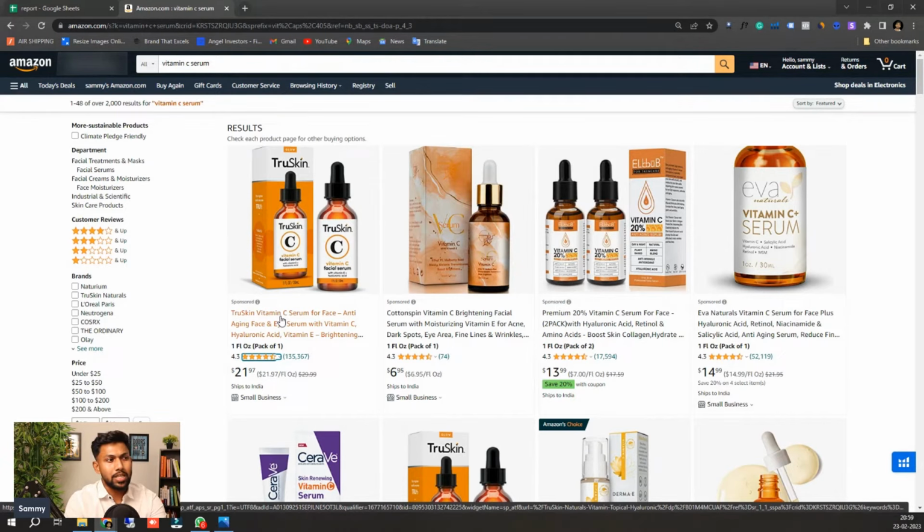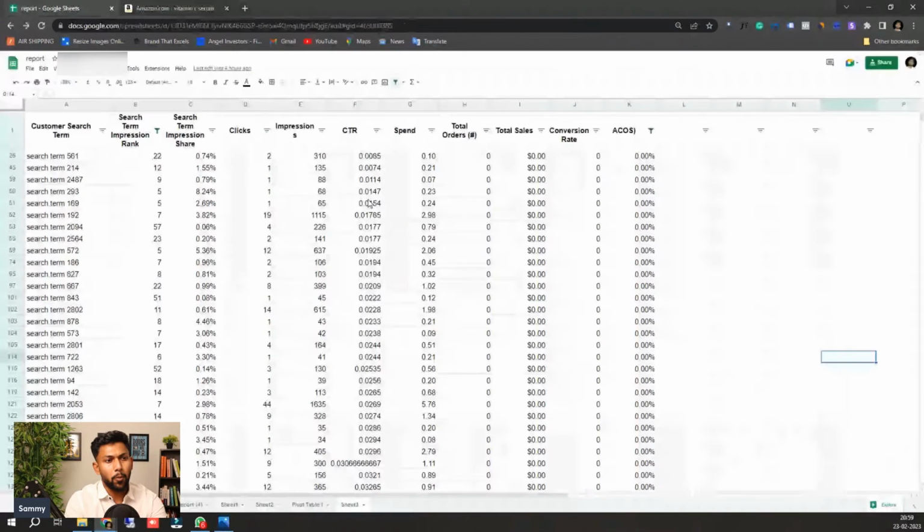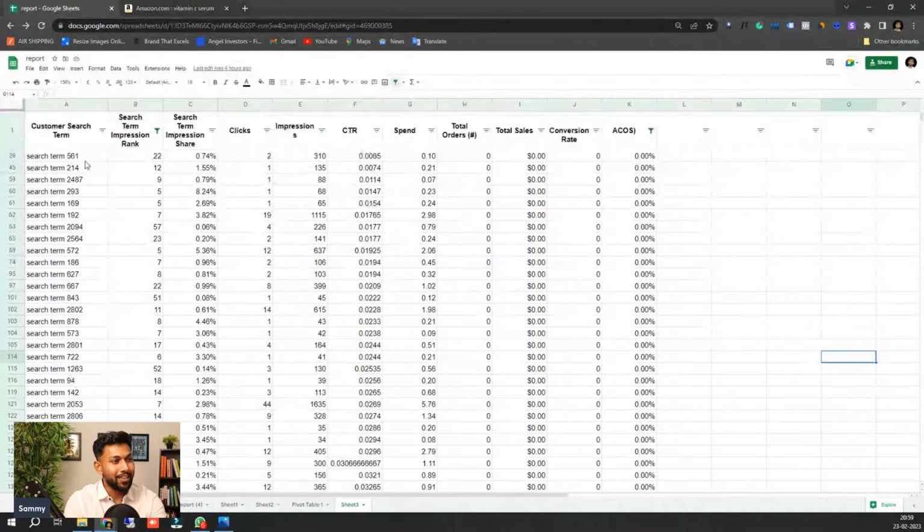Let me show it to you. This is how it looks. I have deleted the search terms so that you can't identify my products or my clients' products. Now, this is a pivot table drawn on the search term impression share report so that we can see collective data of the search terms. Here the report gives your customer search terms, that means all those search terms in which you are running ads.